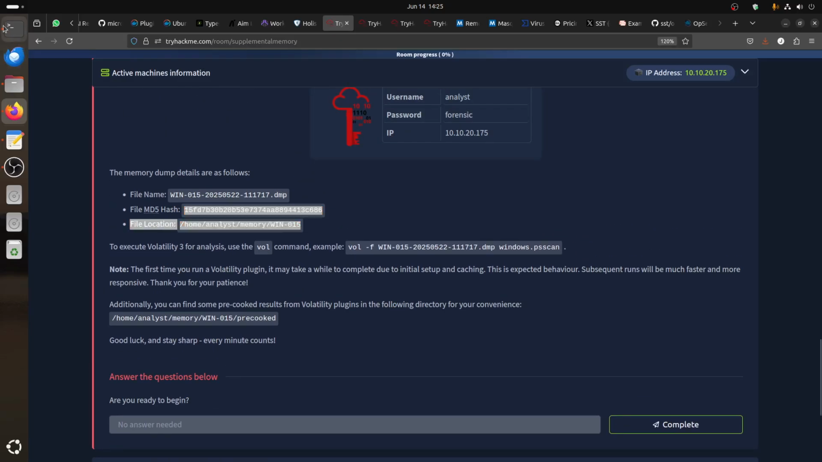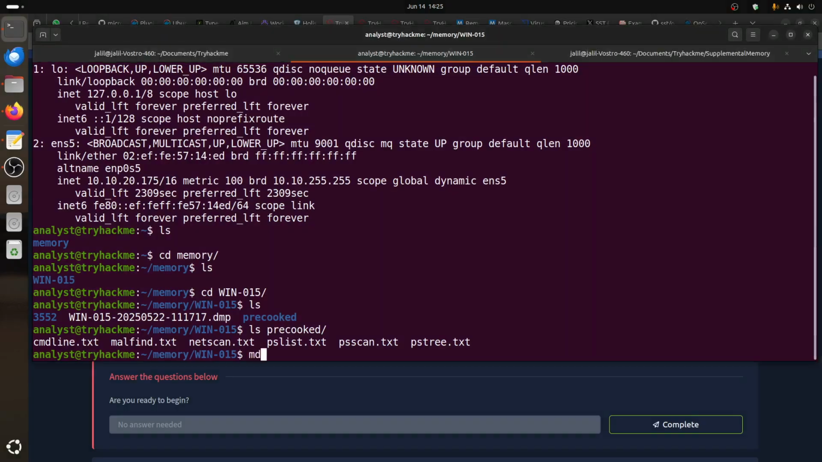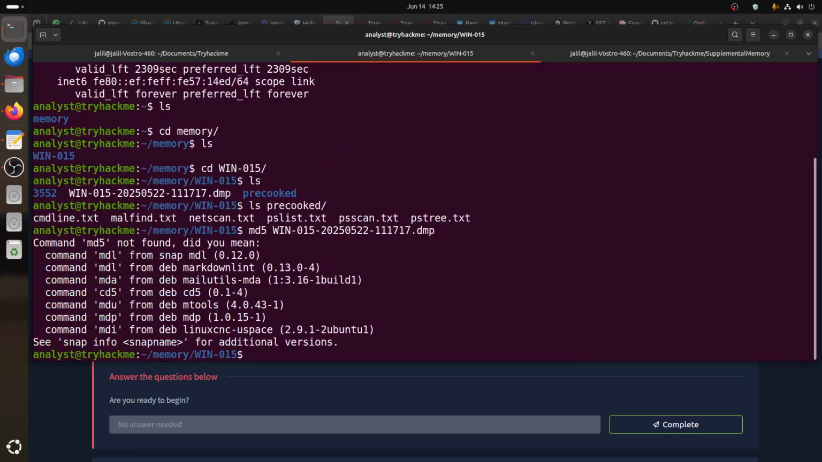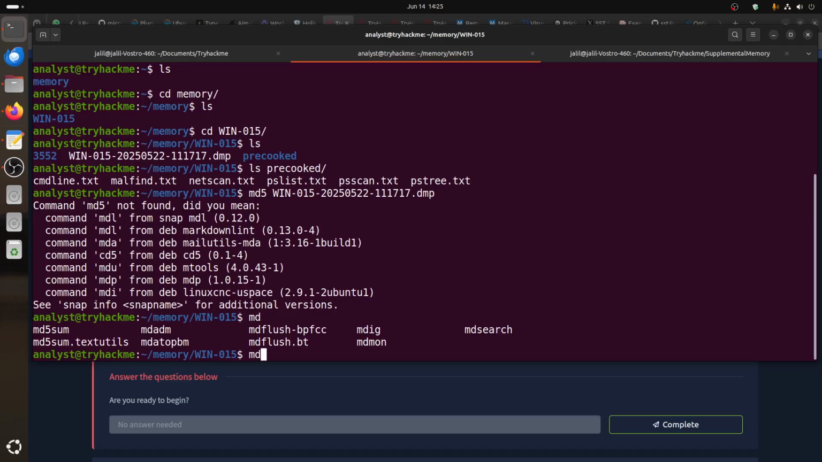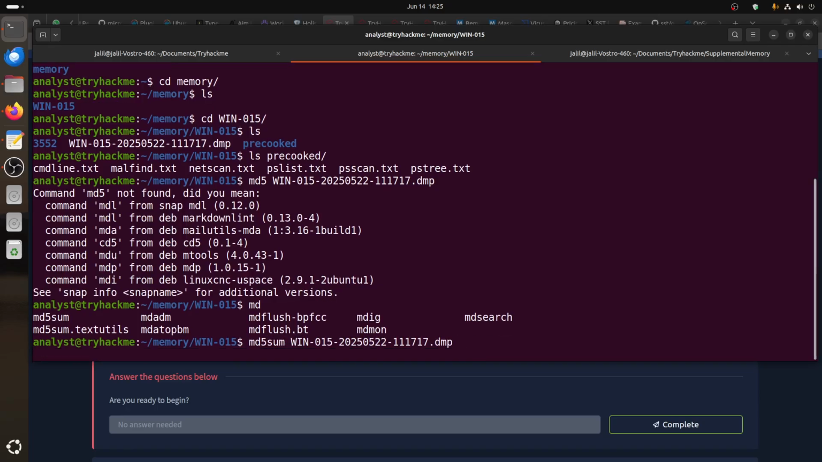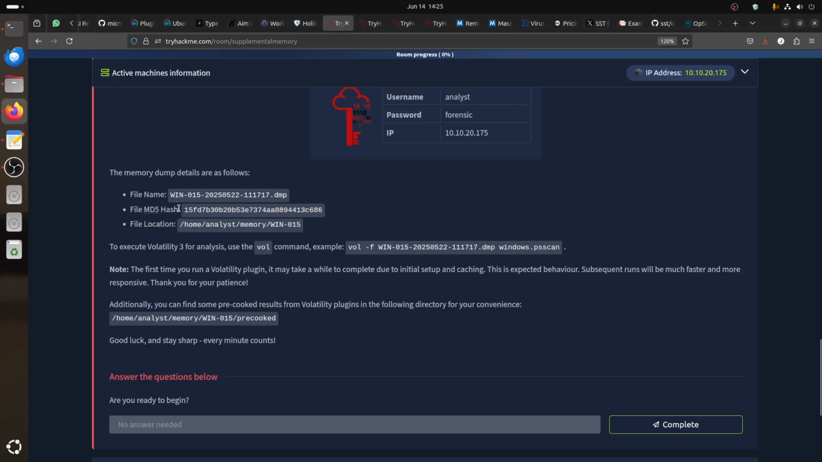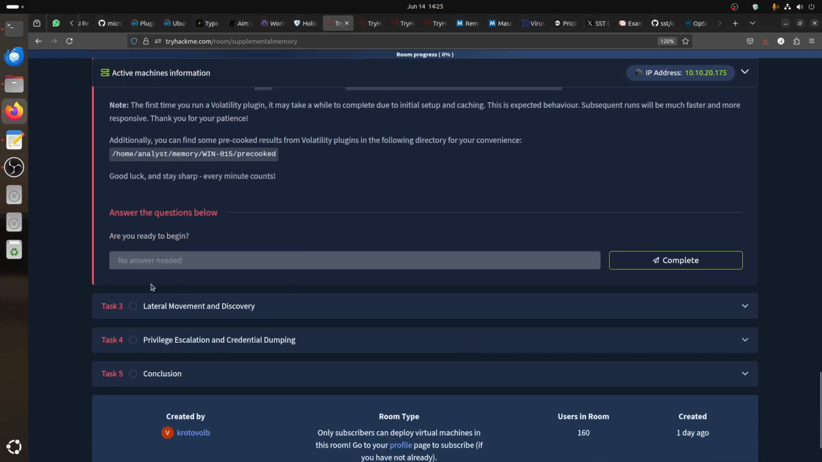Usually it's always good to check the MD5 of the image, with md5sum, to check that you have the right image. Okay, so we can start.